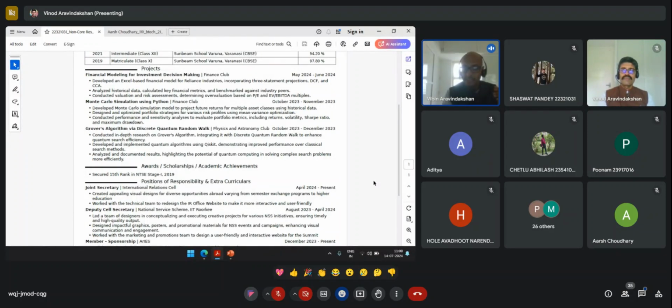Secondly, if you look overall at the structure, it does follow the action words and it has the action, but you can clearly see there are no outcomes written. So, for example, if you talk about the first one, the financial modeling for investment decision making, he developed an Excel-based financial model. He analyzed historical data and then did some benchmarking against some industry peers, conducted evaluation and risk assessments. All these are great work, but what is the outcome, right?